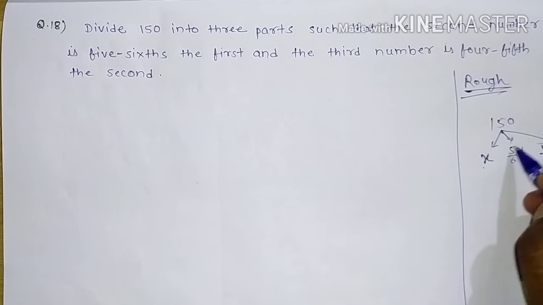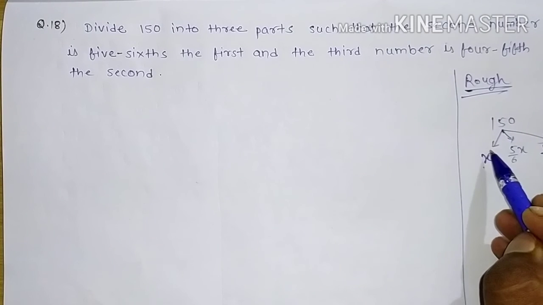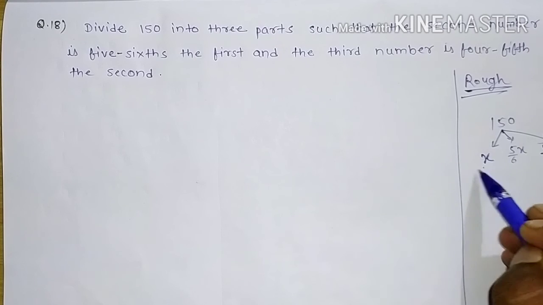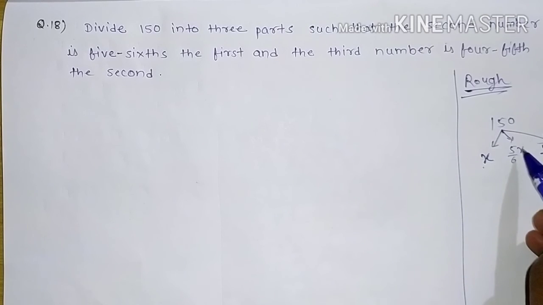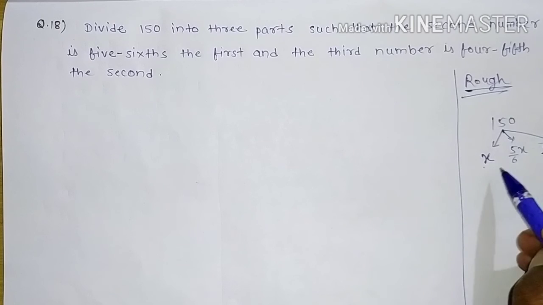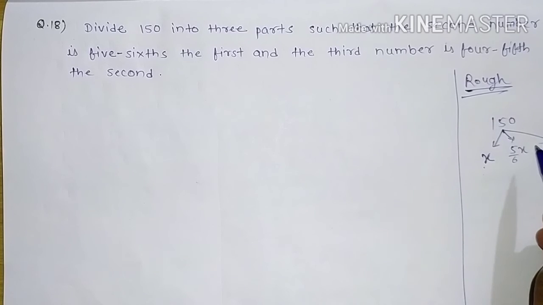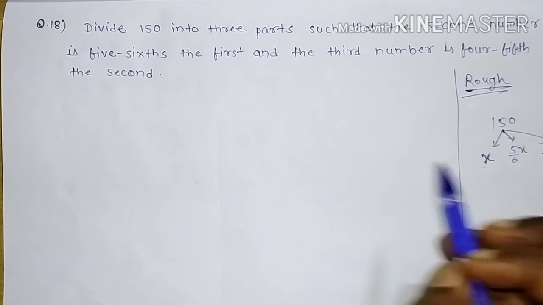So the second is 5x upon 6. So the first part is x, the second part is 5x/6, and the third part is 4/5 of 5x upon 6. So these are the 3 parts which are divided according to the question.